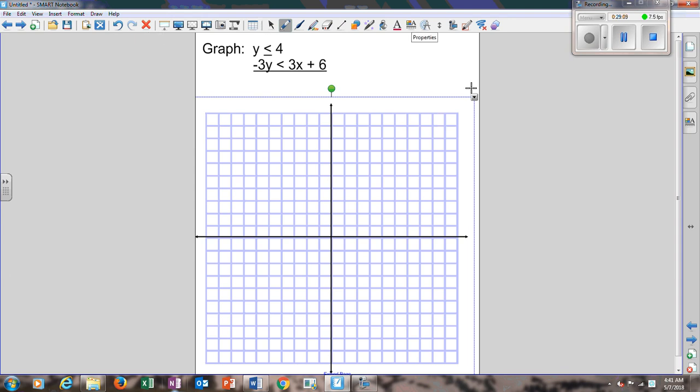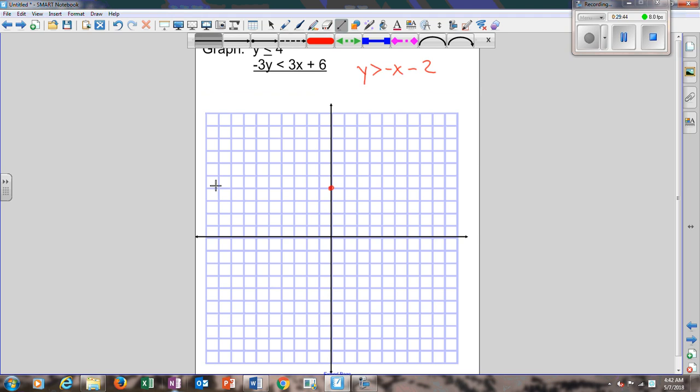Okay, we're going to graph y is less than or equal to 4. Now for the second equation, y is not by itself yet, so we have to divide by negative 3. It's going to give you y is greater than, flip your inequality because you're dividing by a negative, negative x minus 2. So for your first equation, it's y is less than or equal to 4. Go up to 4, and it's a line that's straight across. It's going to be a solid line in this case because it's less than or equal to. And you're shading everything underneath it.